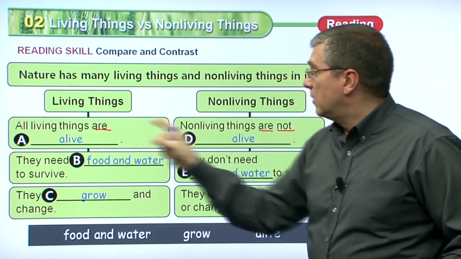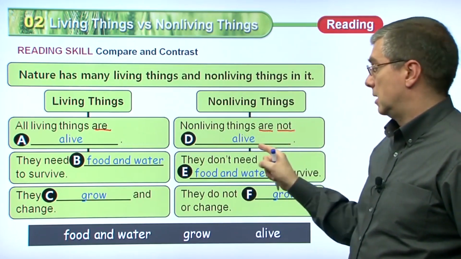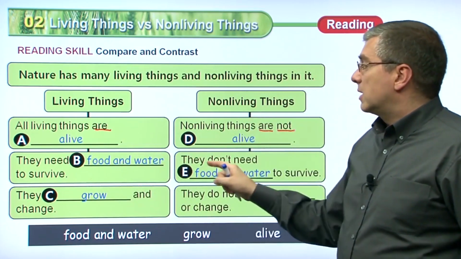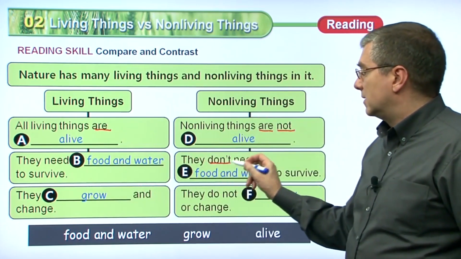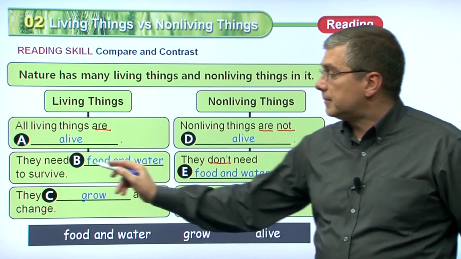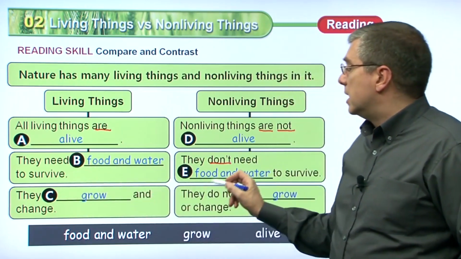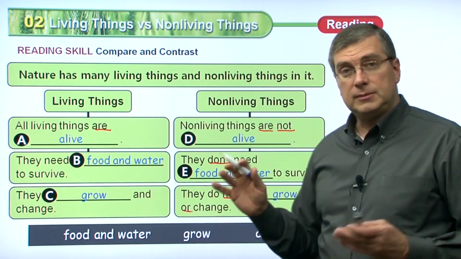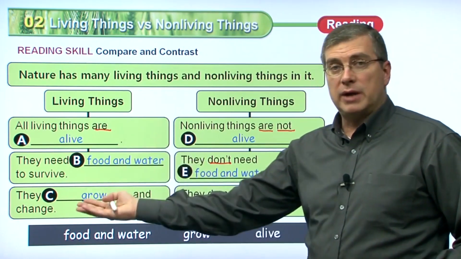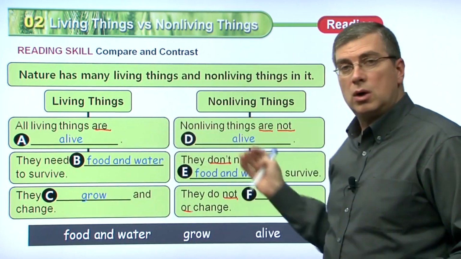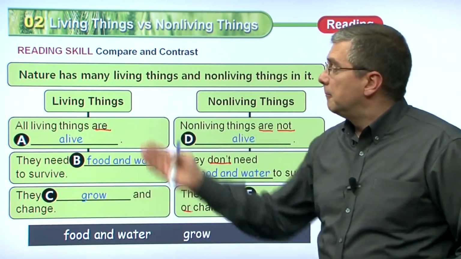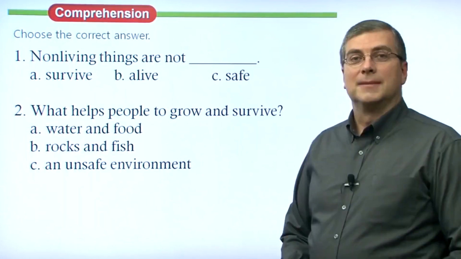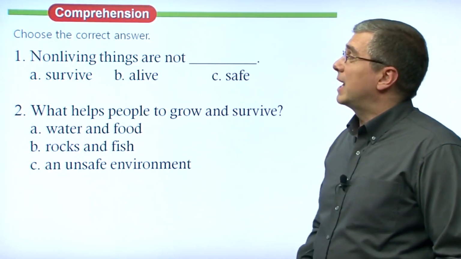All living things are alive. Non-living things are not alive. Living things need food and water to survive. Non-living things do not need food and water to survive. Living things grow and change. Non-living things do not grow or change. So those are the differences, right? We're just talking positive and negative. Using the same words, we can describe the differences between living things and non-living things. Okay, let's move on to our reading comprehension questions.